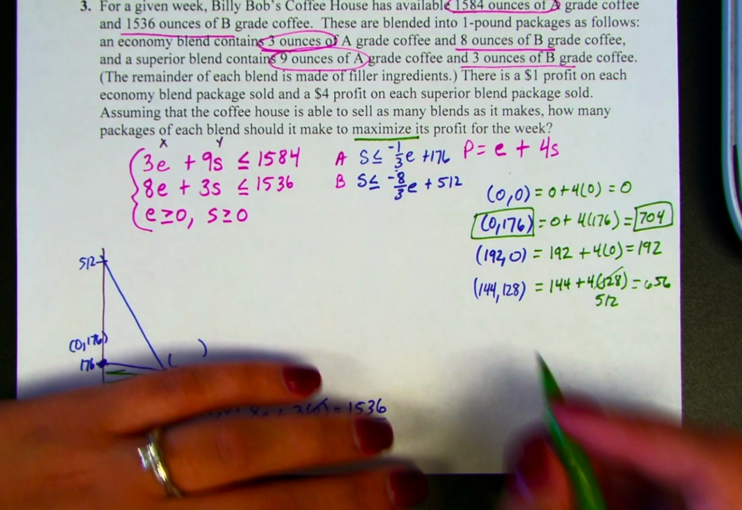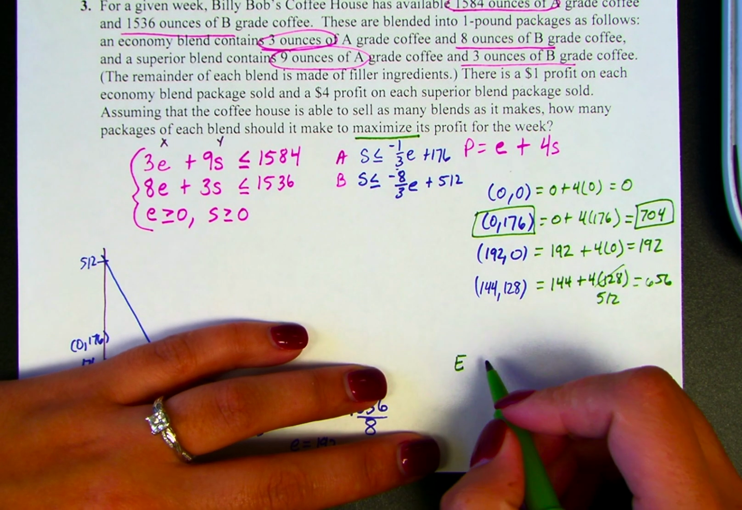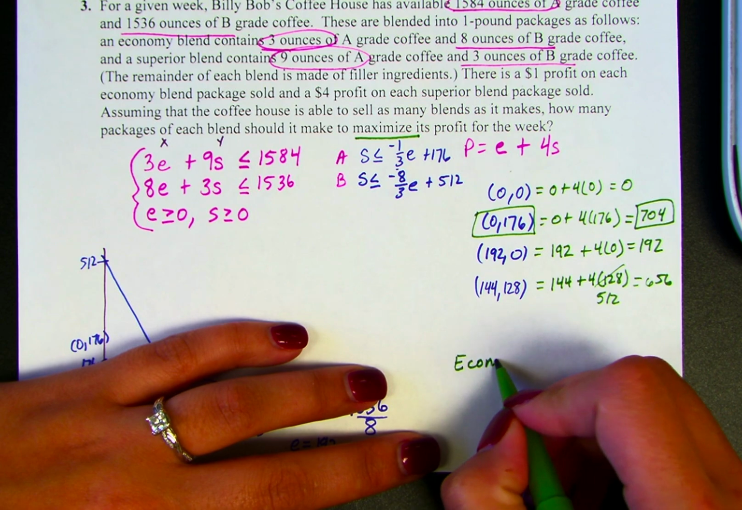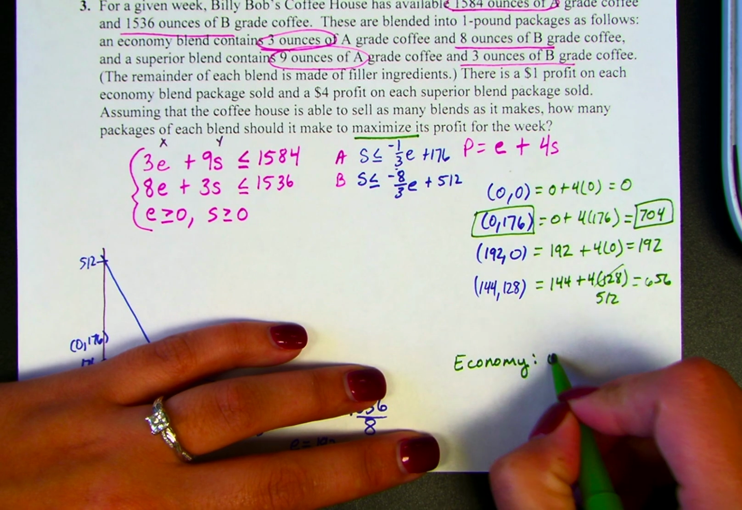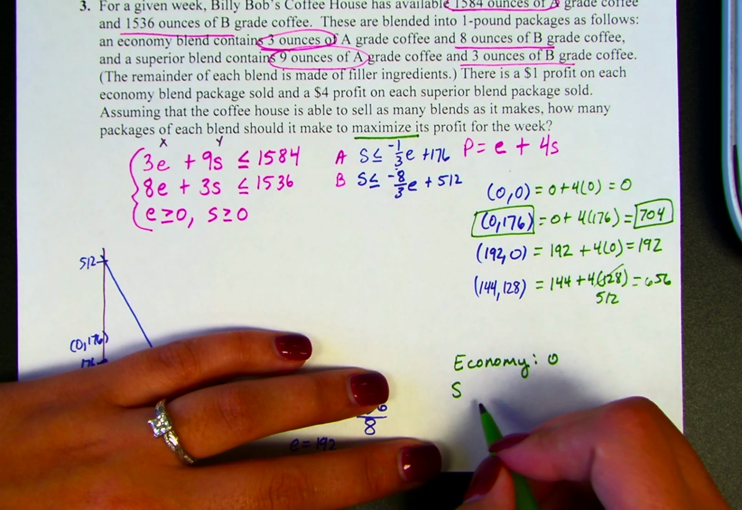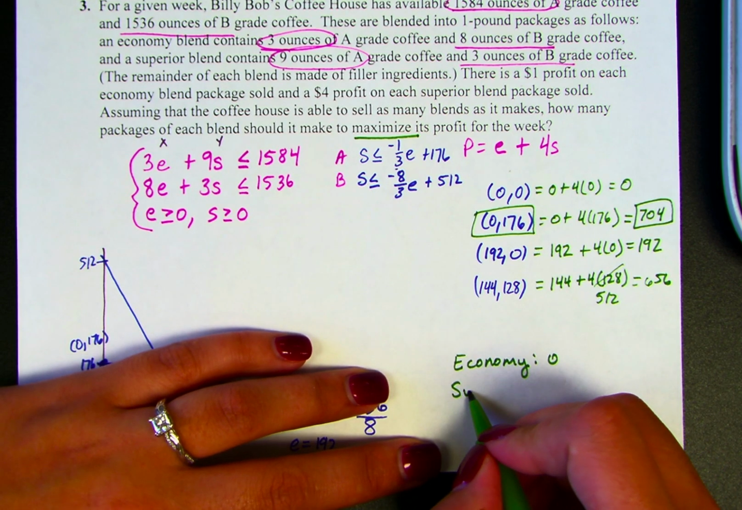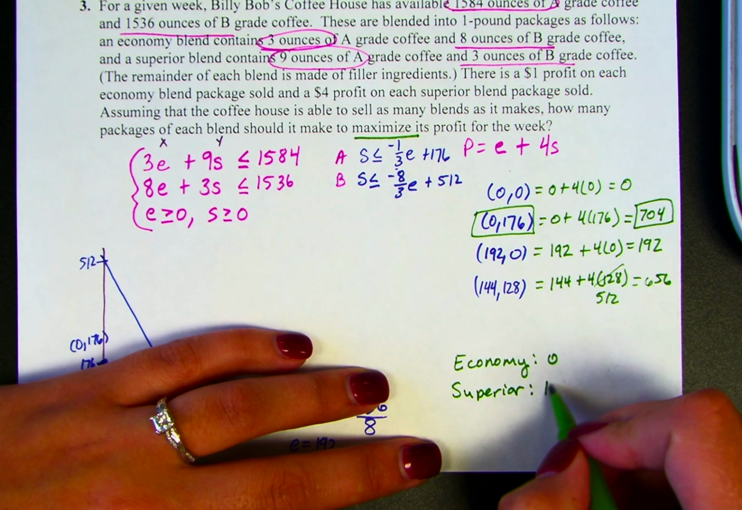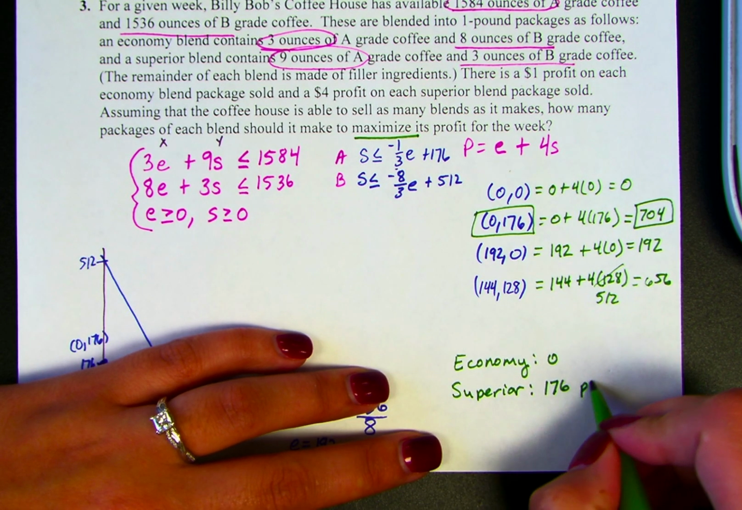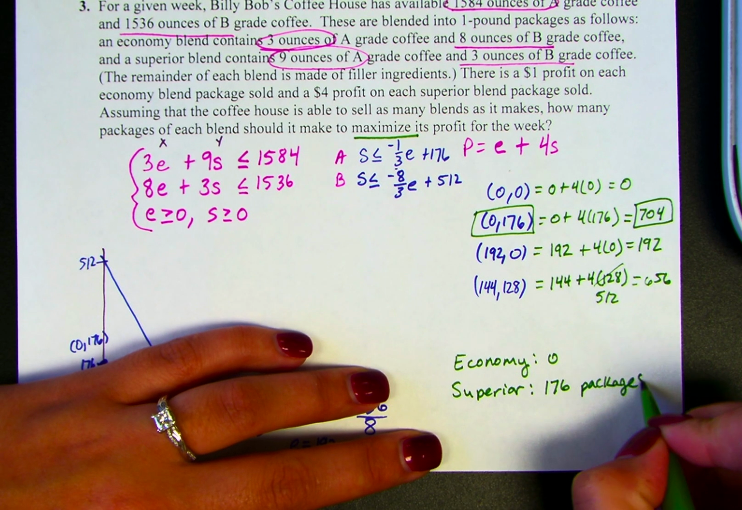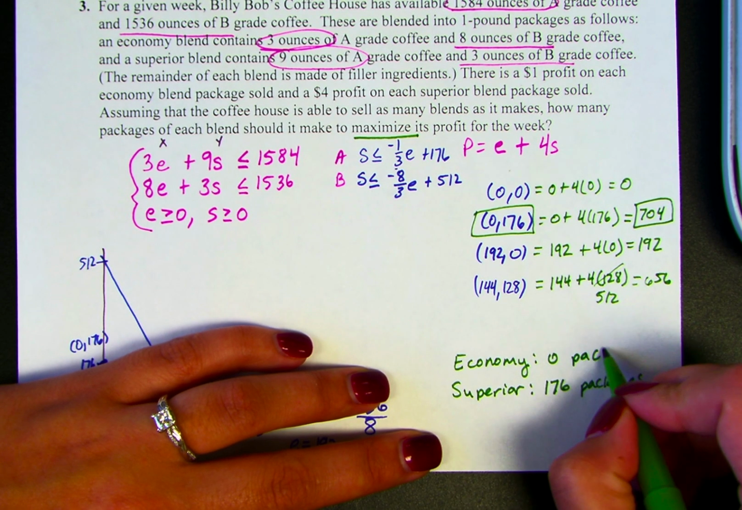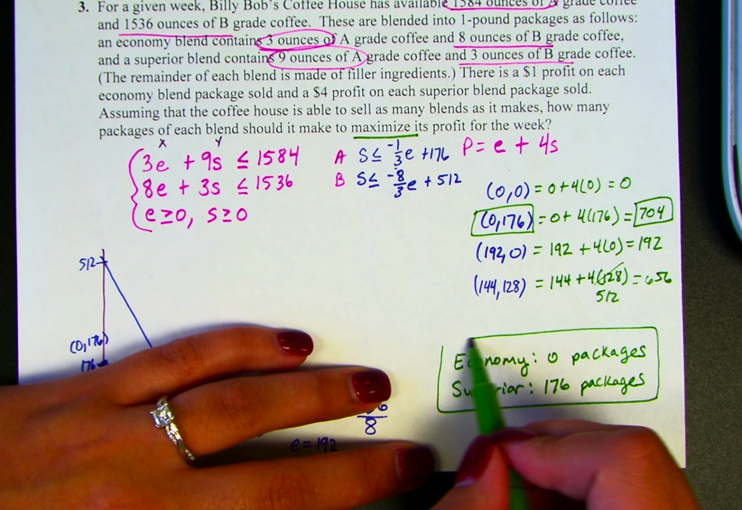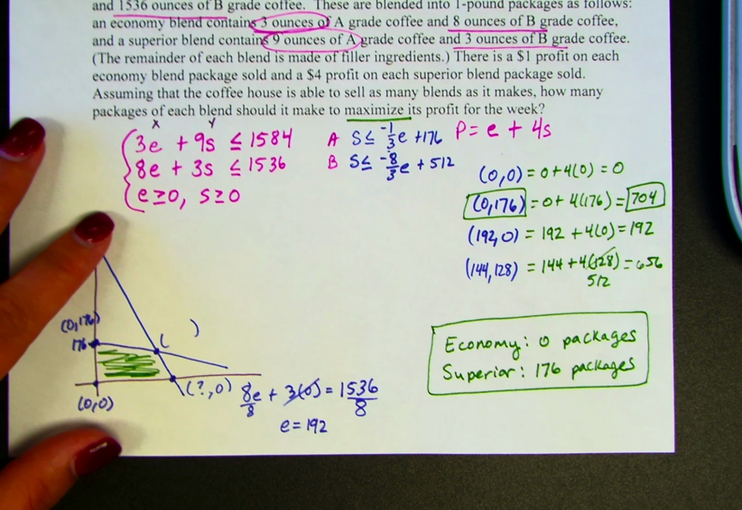So my answer for the economy blend would be 0. And then for the superior blend would be 176. And I really need to remember to label. Okay, so that's going to be my final answer.